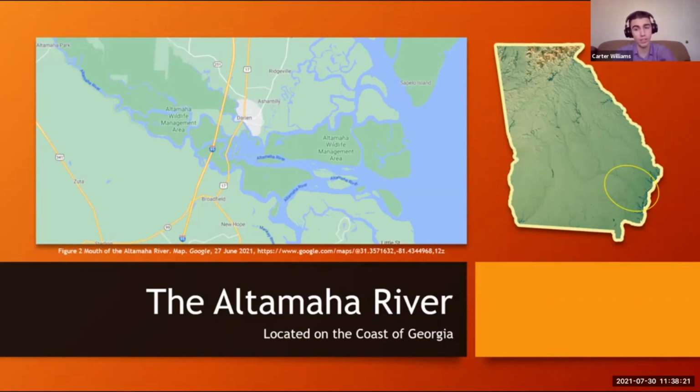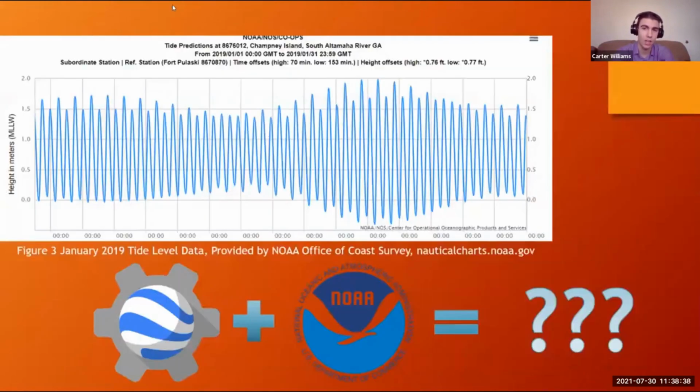Using Google Earth Engine, let's take a look at the mouth of the Altamaha River. We can organize the pictures based off of tidal prediction data taken from the National Oceanic and Atmospheric Administration, or NOAA for short, so that the pictures are compiled into two separate categories of high tide and low tide. So if we take these two resources and combine them, we'll see what happens.